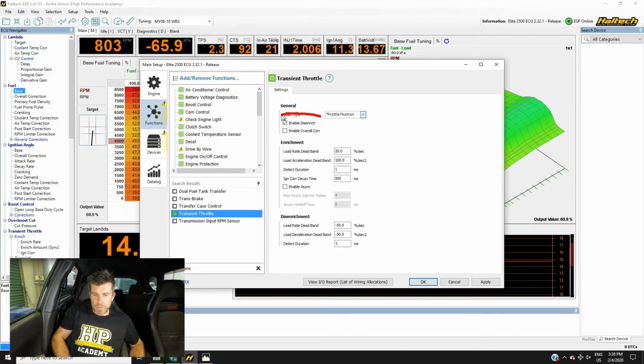Now we also have the ability here, we've got a little tick box for enable disenrich. So this is Haltech's term for tip out enleanment, or in other words, removing fuel when we back out of the throttle. So you can see that I've got that enabled there.